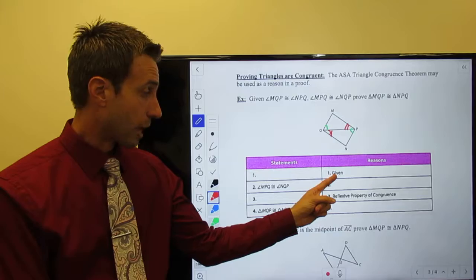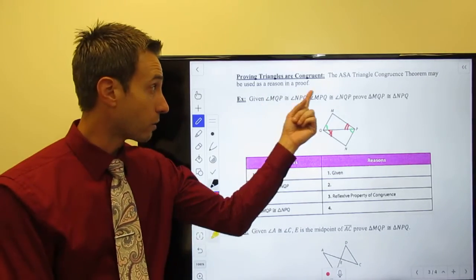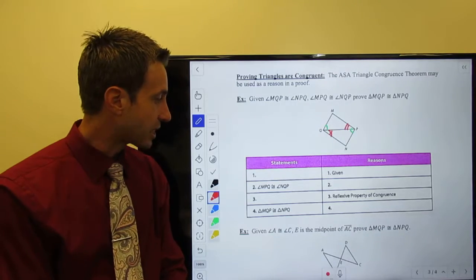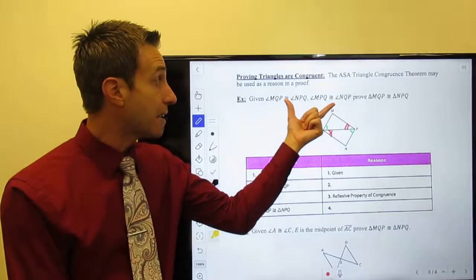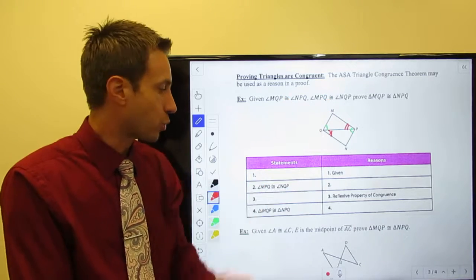I need a given. It tells me right here in the proof that it's a given, so I need a statement. I'm going to write one of the statements that I was given. Well, I've been given two things. So how do I know which one to use?